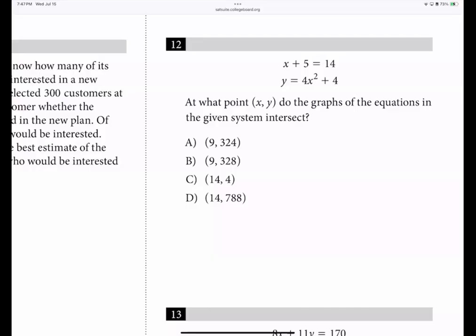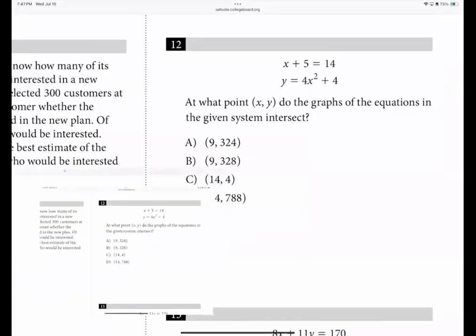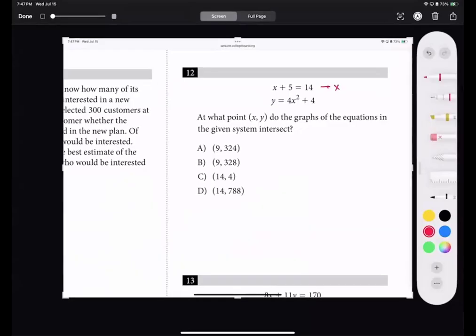A. Okay, wait, wait. No, no, no, no. Sorry. B. Okay, what I have here: X is equal to 9. Do you agree? So y is equal to 481 plus 4. So my y is 328 and my x is 9. Do you agree?